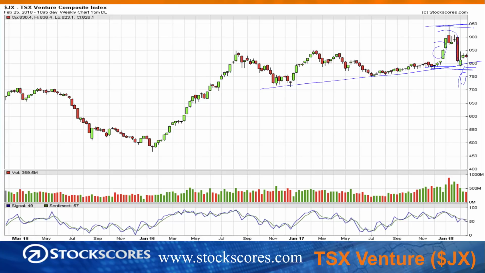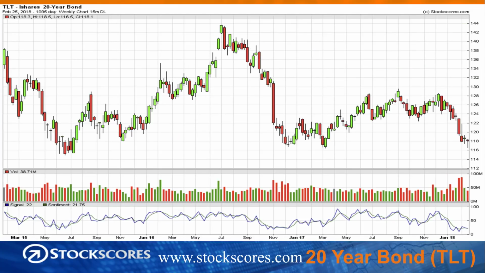I don't know if that's going to happen unless we get a real rush into the gold mining area, which could happen because gold is building an optimistic chart. We'll see that in a moment.